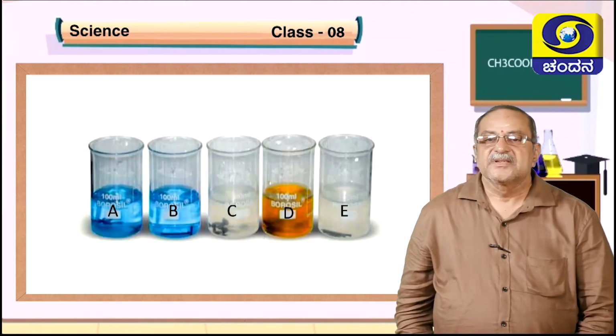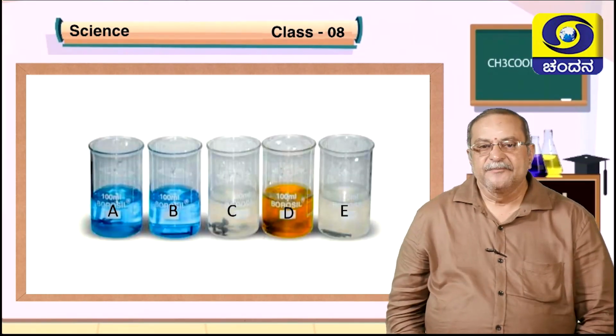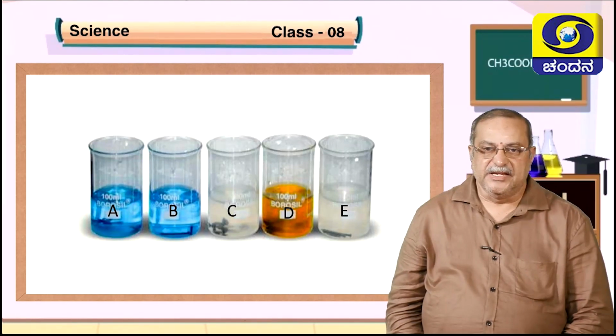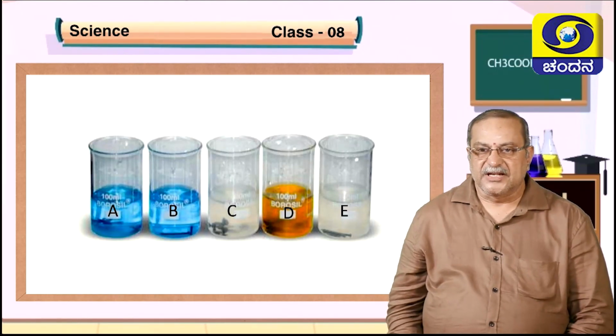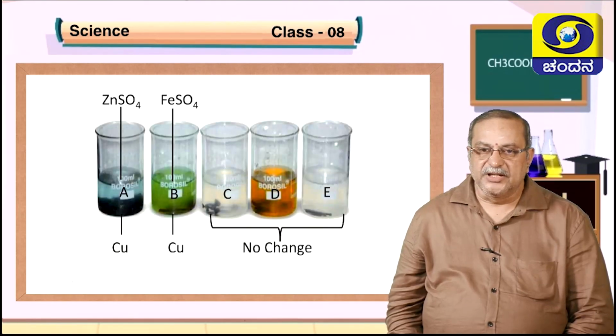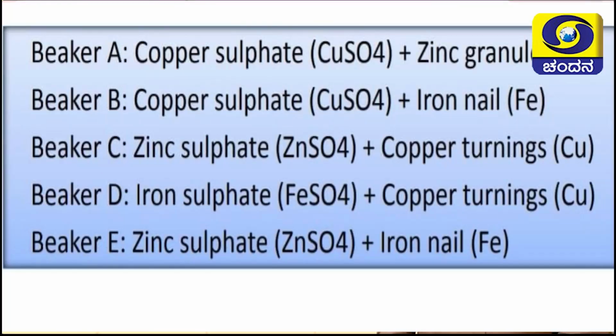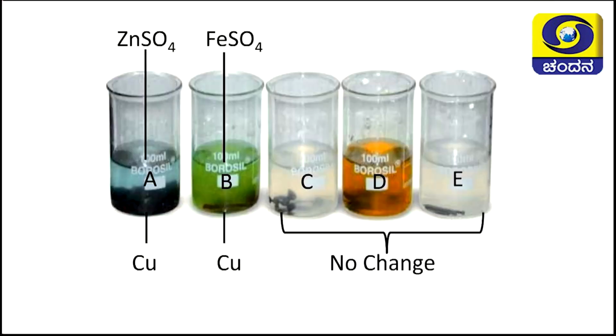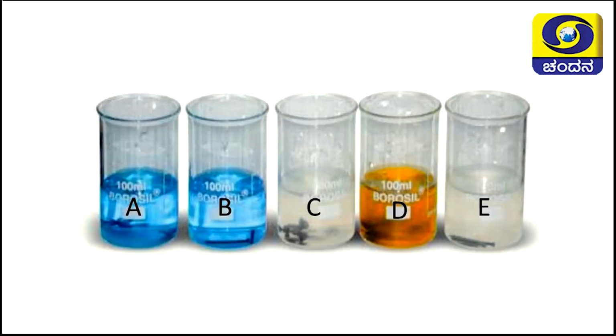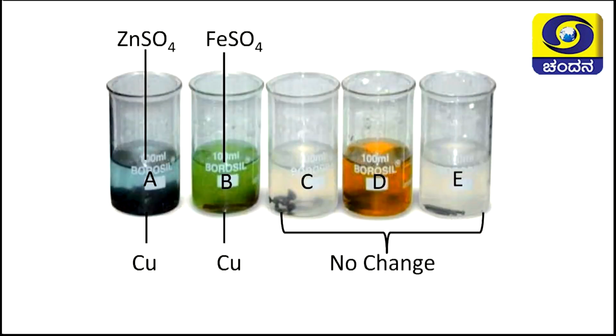See here, the beakers are kept here, A, B, C, D, E. So these are the five beakers that I have kept. And what are the things I have put in this one? Let us see. And you can see the powder. First the color was blue, isn't it? See the color, blue it was. Next in this one you see, the color is pale. It is turning to a greenish color.